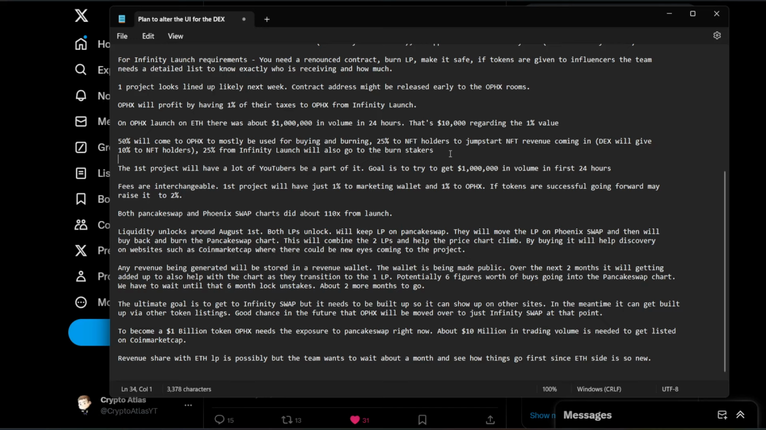25% to NFT holders to jumpstart NFT revenue coming in. The DEX side will give 10% to NFT holders. And then also with the launch, they have 25% from the Infinity Launch that'll go to the burn stakers.